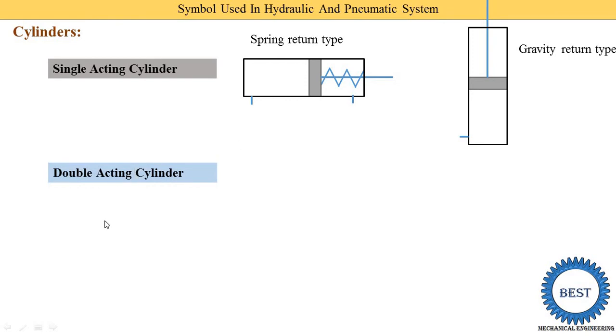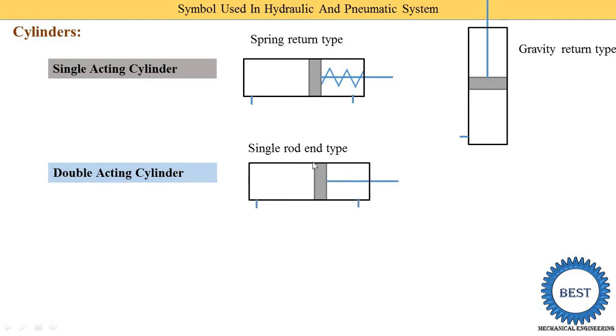Next one is the double acting cylinder. Double acting cylinder means on both sides of the piston, oil or compressed air is supplied. It is called double acting. So first we draw one rectangle for the cylinder. This is the inlet as well as the exhaust port, because the liquid enters from this port and also exits from this port. Similarly on this side, this is also a port, so they supply the oil or gas, or remove the oil as well as the gas. In a hydraulic system we use oil, in a pneumatic system we use gas.